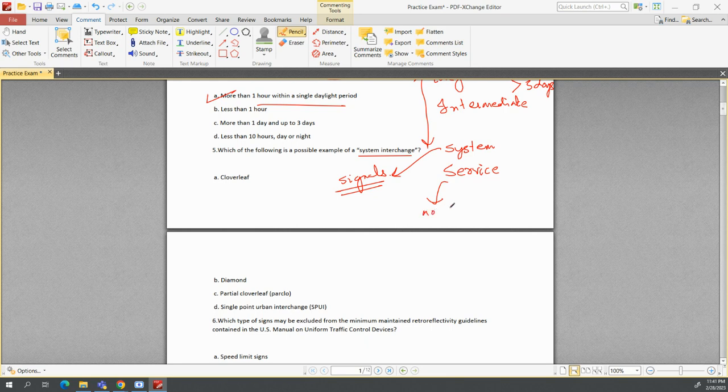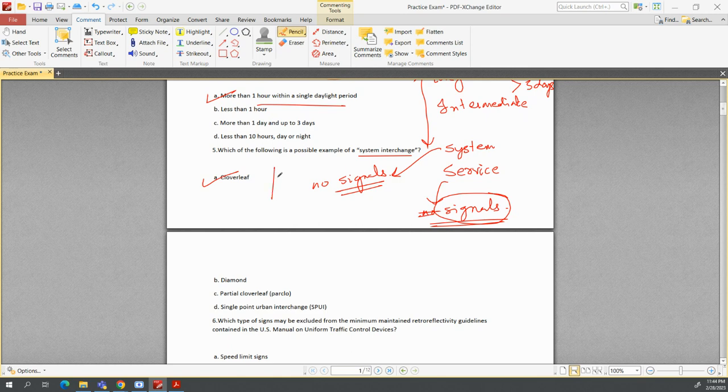Sorry, I just said it wrong: for system interchange you will find no signals. And signals, I mean, is like you will find an intersection here. For service interchange you will find intersections, like at-grade intersections. Okay, and for system interchange you won't find any such intersections. Basically, you can easily say, for system interchange, the answer will be cloverleaf.